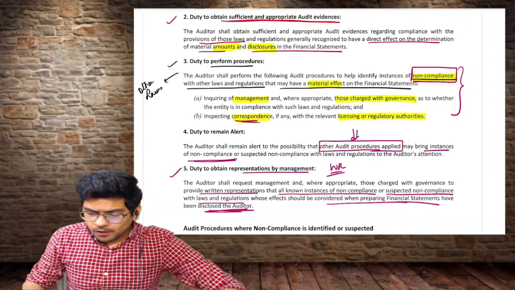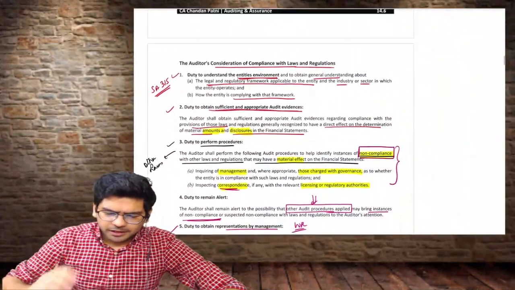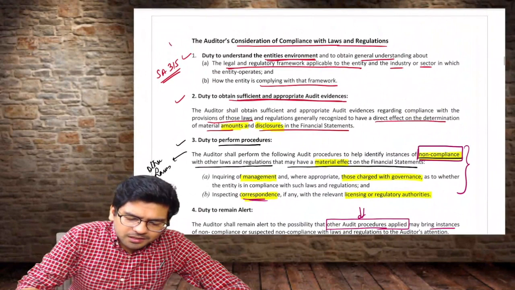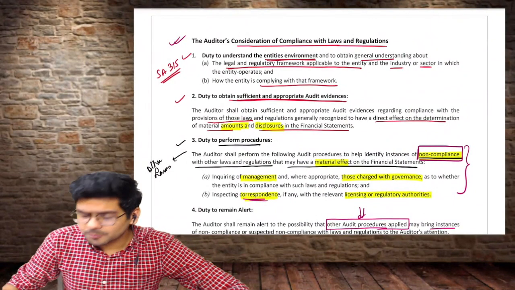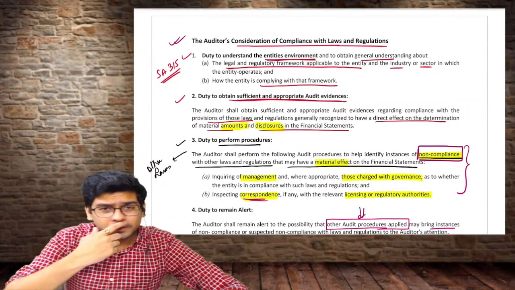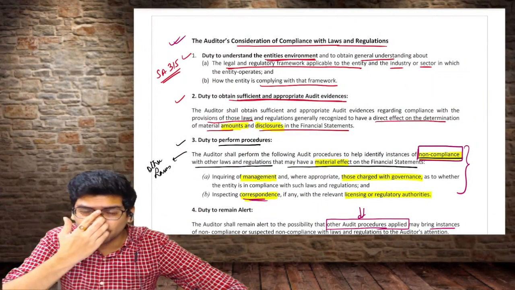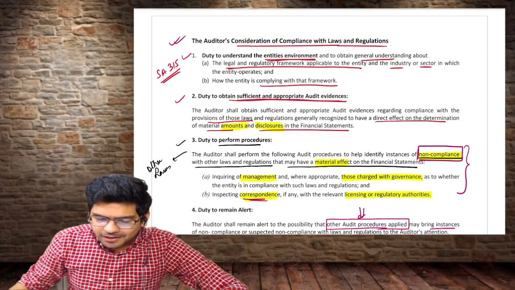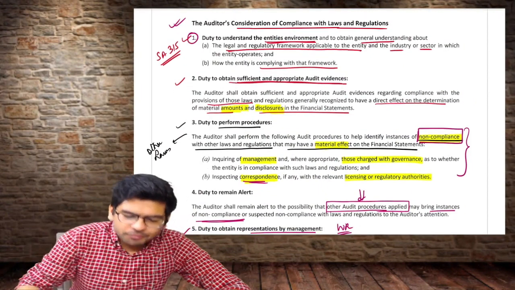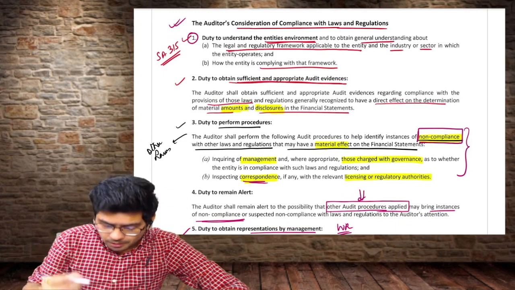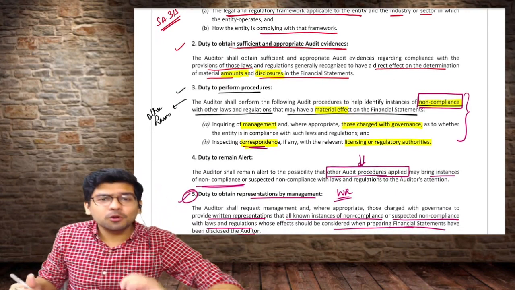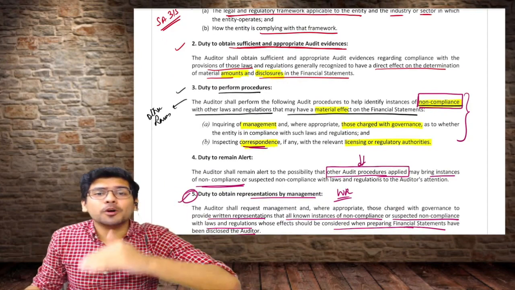Now again, I hope this is clear to you. This can be asked in the exam: what are the audit procedures with respect to the consideration of laws and regulations while auditing the financial statements? So first point, and in fact I feel that after point number 1, the point which should come, if I go by sequence practically, is point number 5.